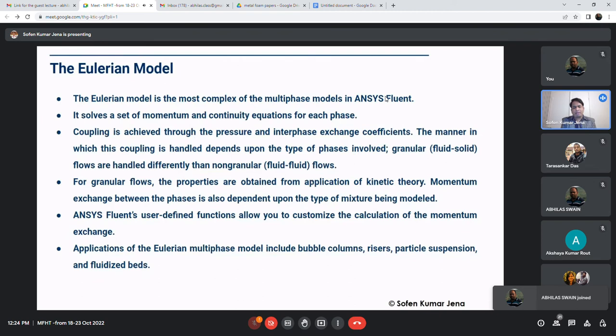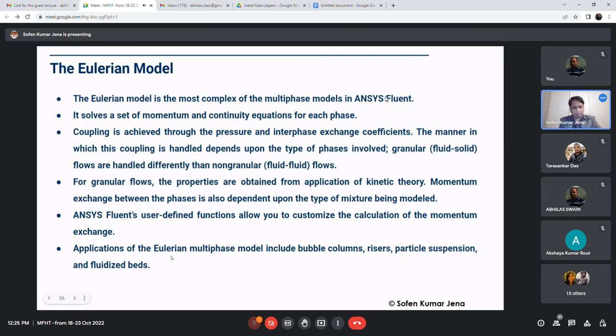There is also granular flow. Suppose you have granular particles and a three-phase flow, like a fluidized bed reactor. Then granular flow comes into the picture. There you have a solid particle and a fluid, and solid-fluid flow happens. Then granular flow theory, like kinetic theory, comes into the picture for this Eulerian flow application. I'll show you some fascinating pictures where we did it.